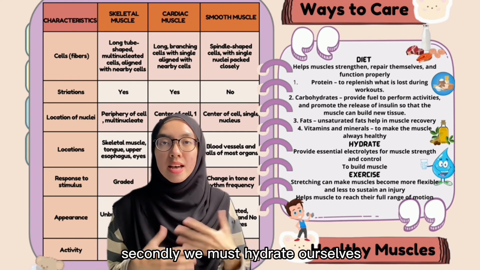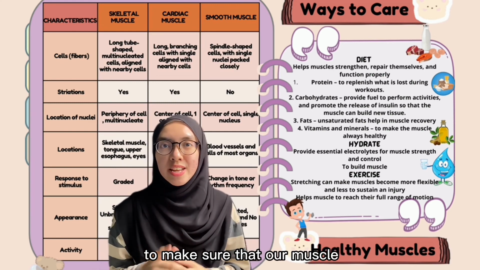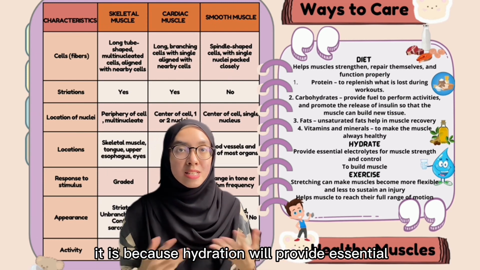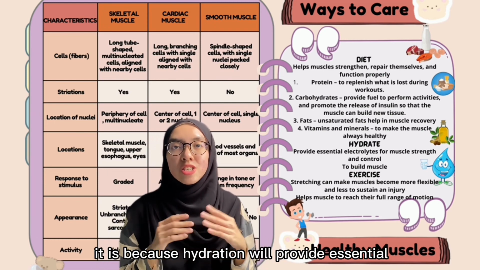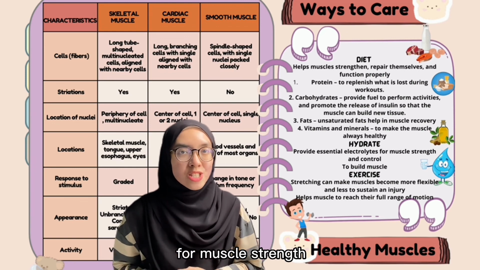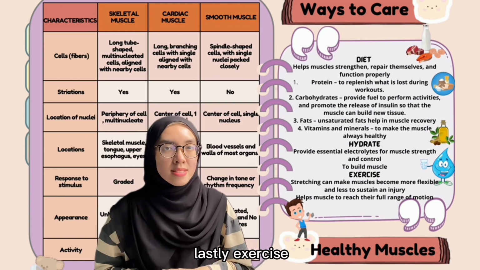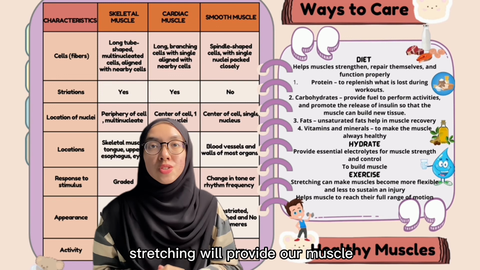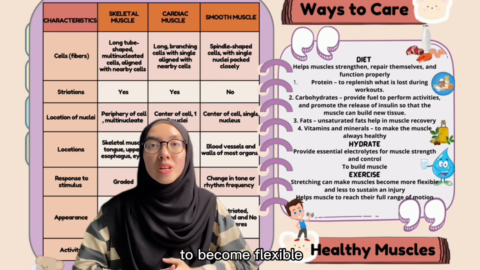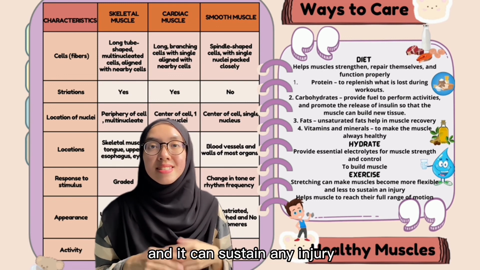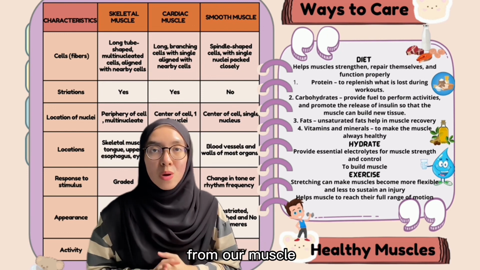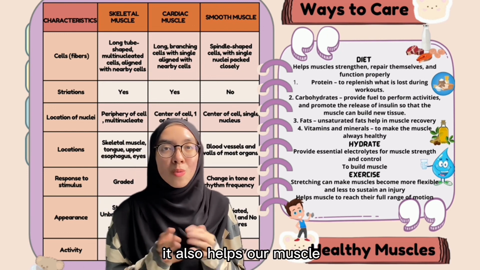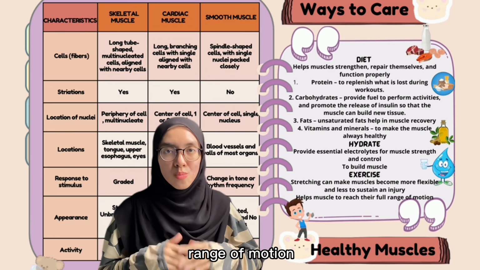Secondly, we must hydrate ourselves to make sure that our muscle becomes healthy. It is because hydration will provide essential electrolytes for muscle strength. Lastly, exercise. For example, stretching. Stretching will make our muscle become flexible and it can help sustain any injury to our muscle. It also helps our muscle to reach the full range of motion.